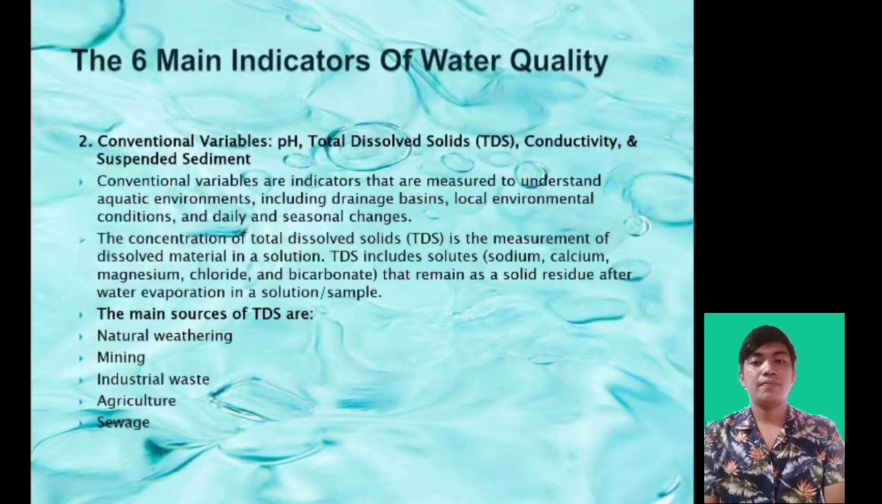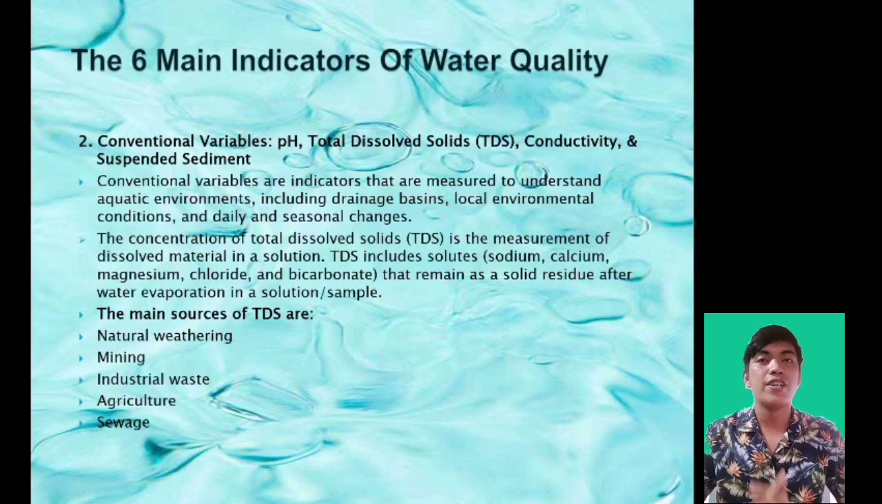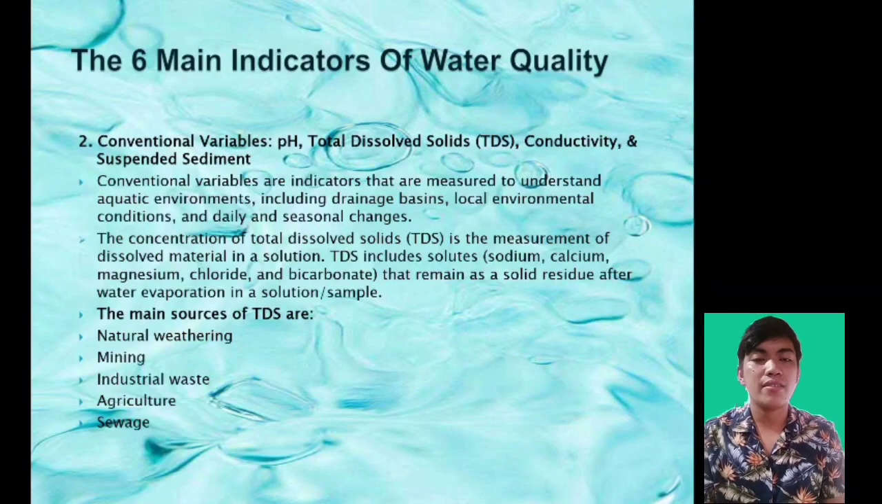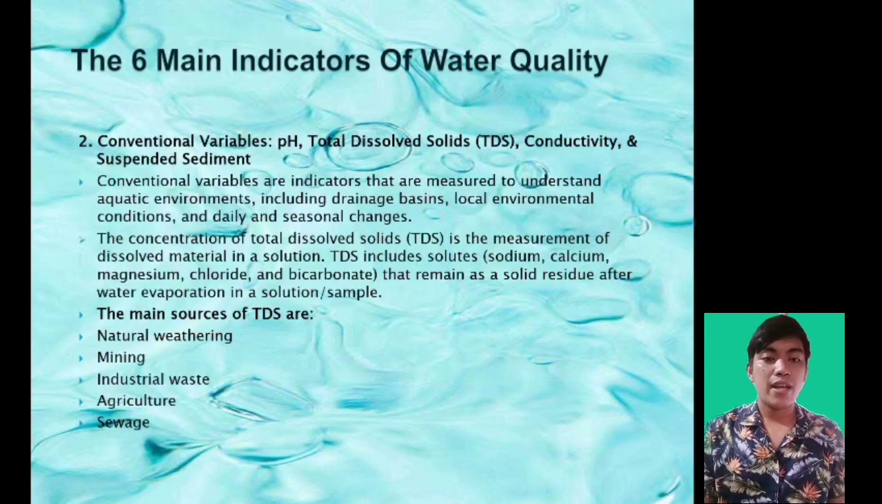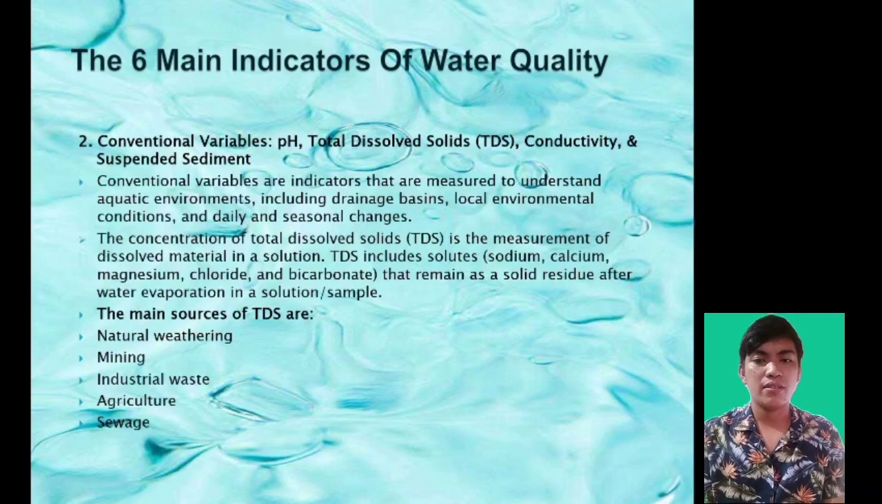So number two is conventional variables: pH and total dissolved solids, or TDS. Conventional variables are indicators that are measured to understand aquatic environments, including drainage basins, local environmental conditions, and daily and seasonal changes. pH, or potential of hydrogen, is a measurement of hydrogen ion concentration on a scale of 0 to 14, where 7 is neutral.